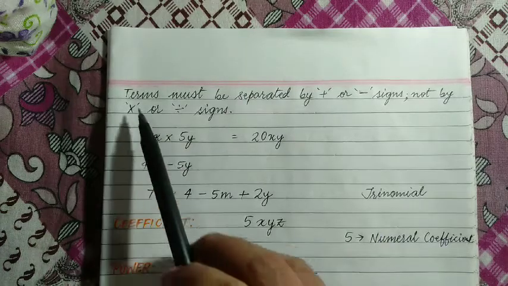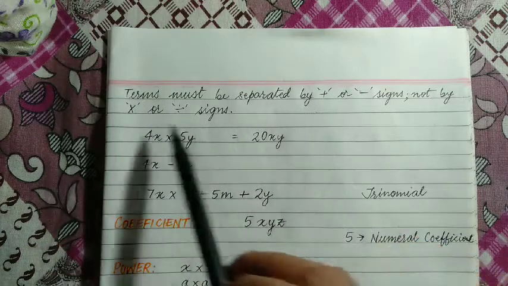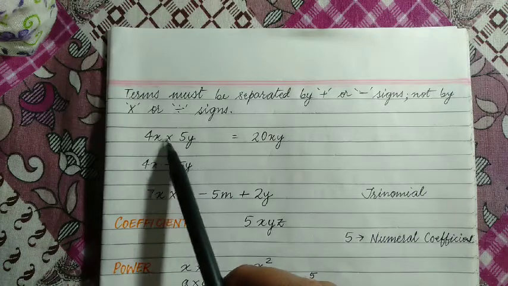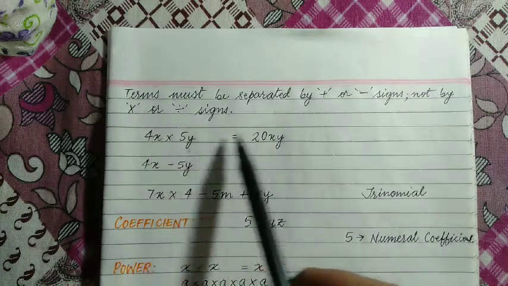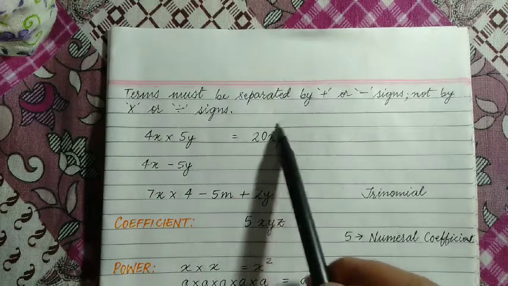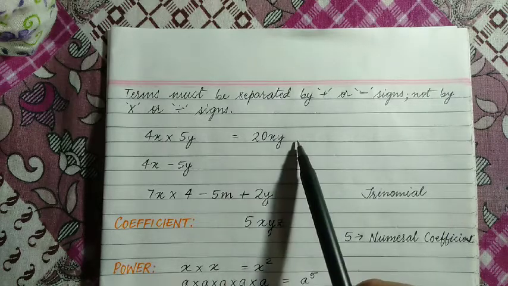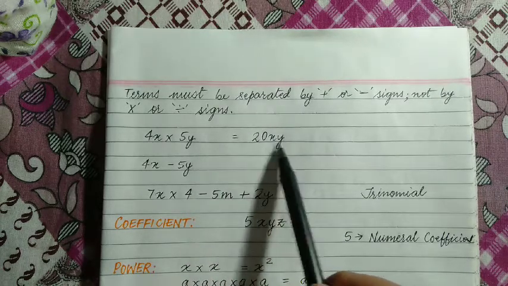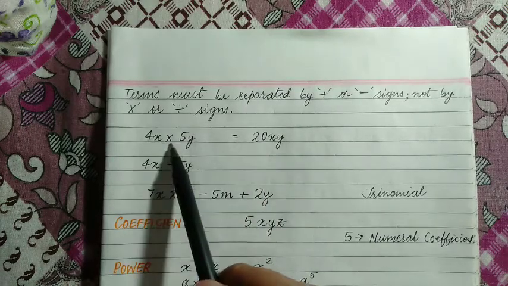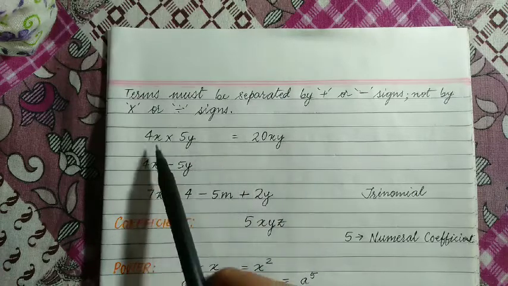Okay, and what have we said? That it may not be separated by a multiplication or division sign. Over here, a multiplication sign means we can multiply them: 4 into 5 is 20, x into y gives you xy. So 20xy is not a two-term expression, not a binomial, it's a monomial, so it becomes a single term.